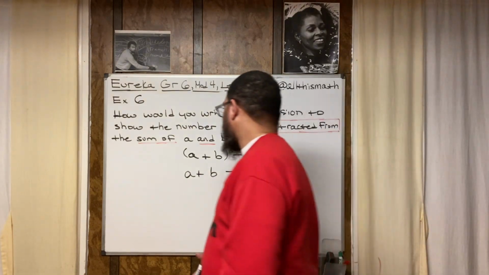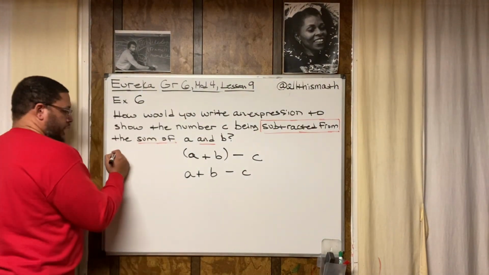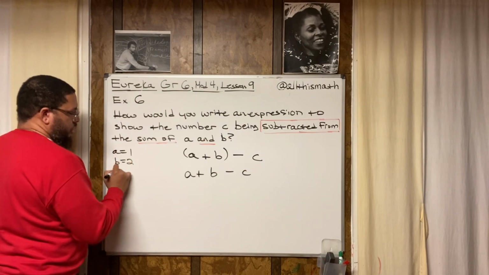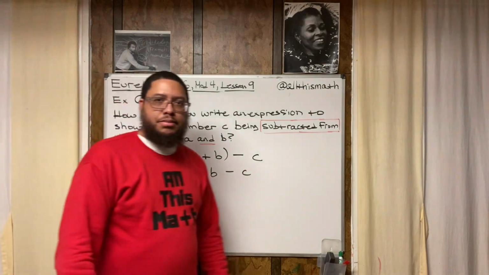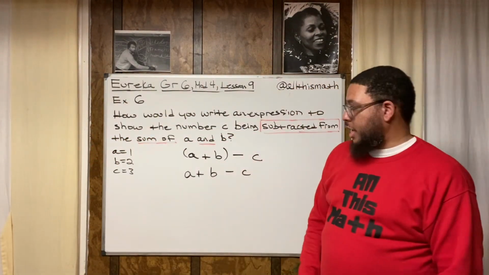Let's say I gave values to each of these letters. So let's say A equals 1, B equals 2, C equals 3. Where am I getting these numbers from? I just made them up. They're arbitrary. You can pick any numbers you want if you want to do this exercise.